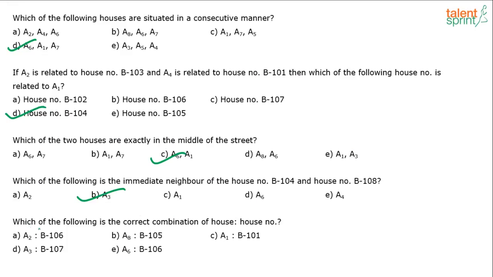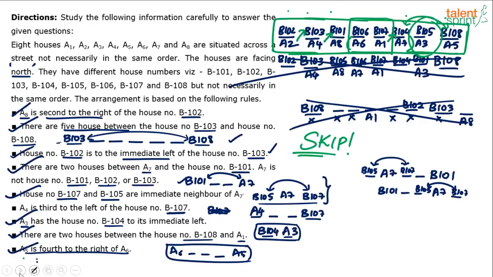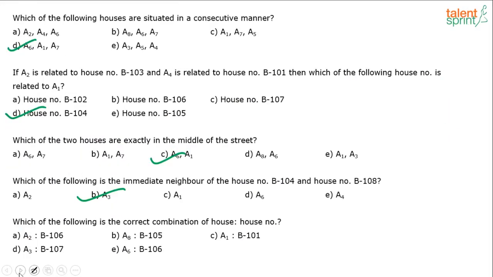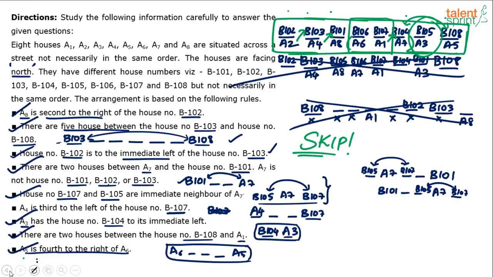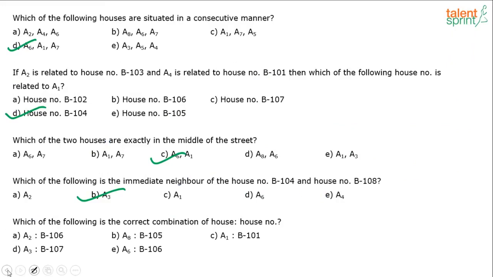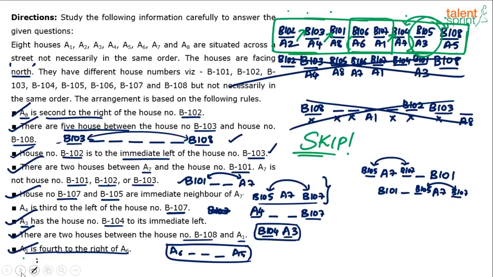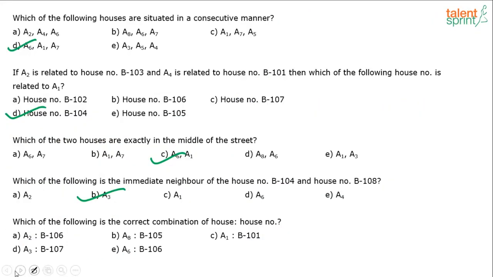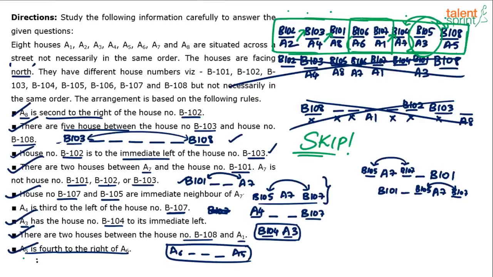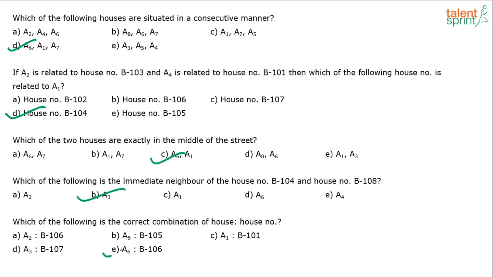And the last question here. Which of the following is the correct combination of house and house number? So A2106. Quickly check. A2106, no. A8105, no. A1101, no. A3107, no. So the answer has to be the last option. A6106. Just check. Yes, A6106. This is the correct combination, right? So option E is the answer.